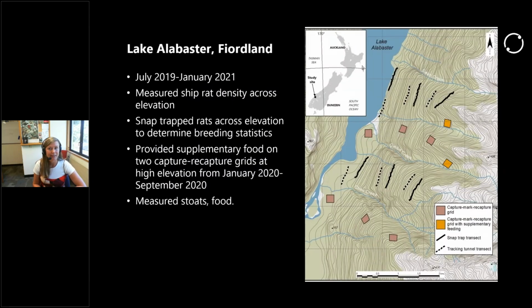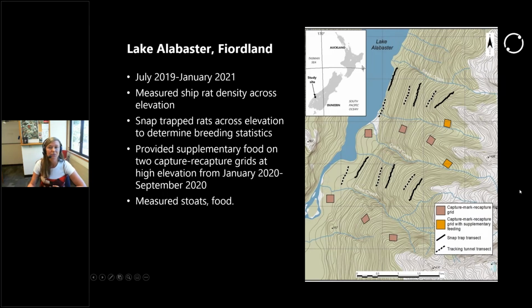So we set up the study in July 2019, which was the year that we had this mega beech mast year, and we carried out the study until January 2021. We measured shiprat density across the elevational gradient using capture mark recapture, and we also snap-tracked rats across the elevational gradient to look at their breeding demographics. We provided supplementary food on 2 of these capture mark recapture grids, the mustard coloured ones, once the beech mast resource had finished.